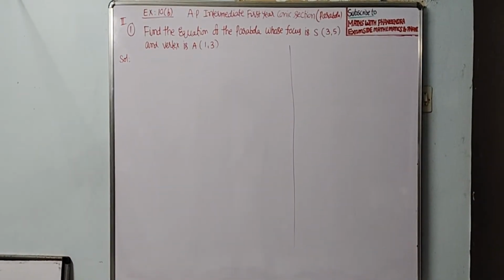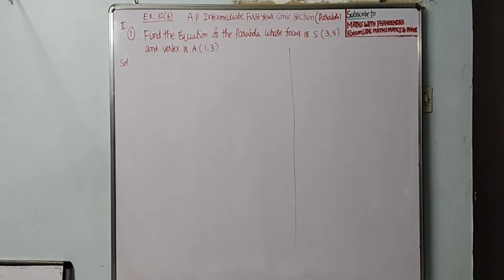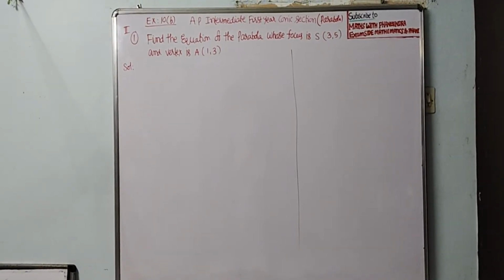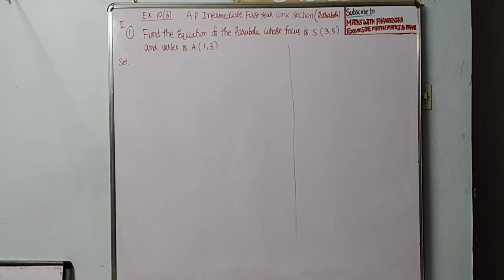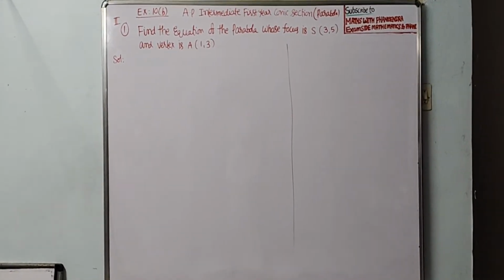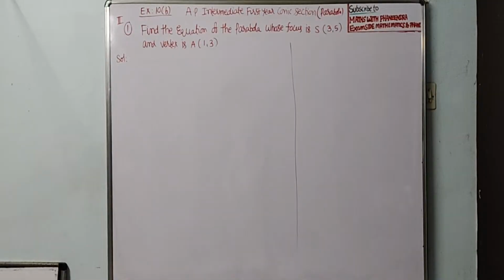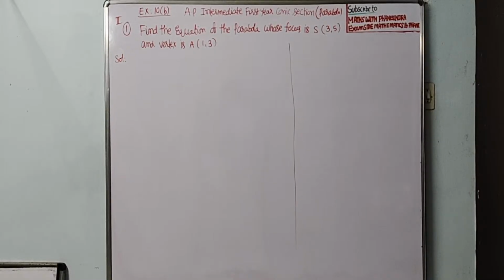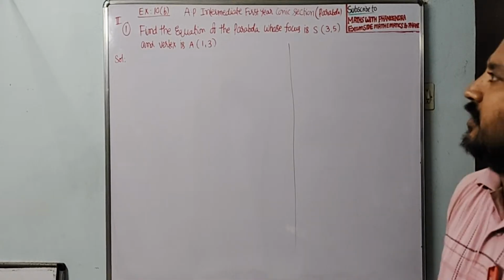Here in this video, we are discussing AP Intermediate First Year Conic Sections. We are in the Parabola topic exercise. Yesterday's class, we finished the first bit. It contains, I think, 12 questions. The 12 questions are completed. Now we are entering into the second bit here, students.